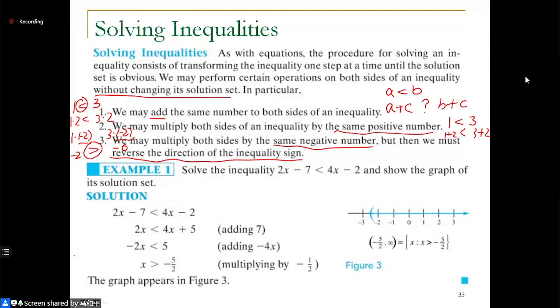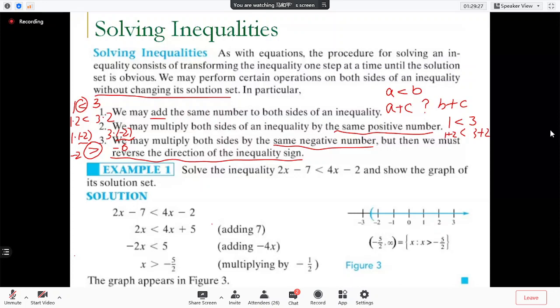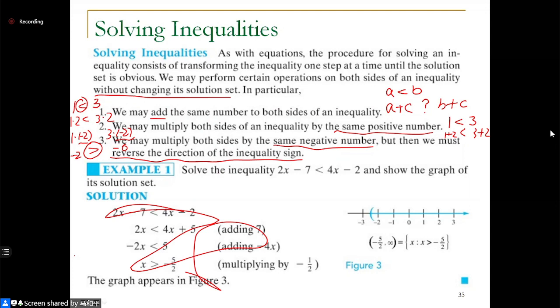Now we can solve the inequality and show the graph of its solution set, and without seeing the answer, we can do it by ourselves. Here, this is 2x minus 7 less than 4x minus 2. We can add the same number without changing its order. This means adding 7 to both sides. Adding 7, this is 2x, this is plus 0, right? Less than 4x minus 2 plus 7, right? And we have 2x less than 4x plus 5, right?